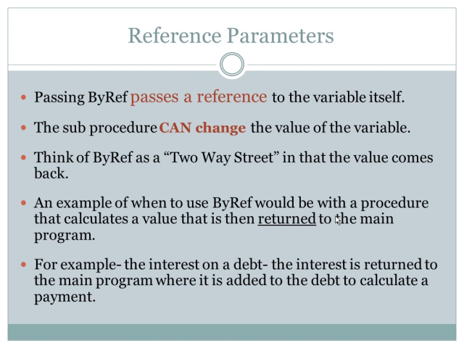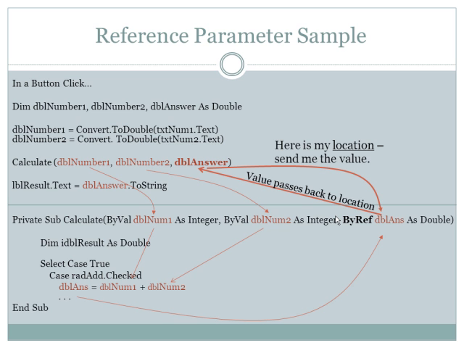Now, passing ByRef actually passes a reference to the variable itself. In other words, it's going to send over its address, its memory location. Because it's actually sending over the memory location, the subprocedure can change the value of that variable. So ByRef is more of a two-way street. So whenever we want to send something over and have it manipulated and then we need access to that value, we want to use ByRef.